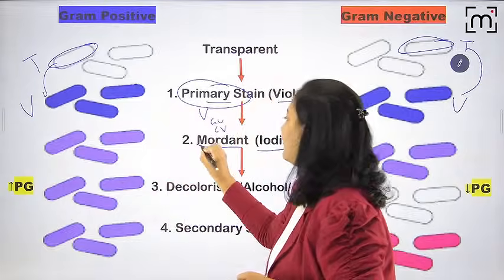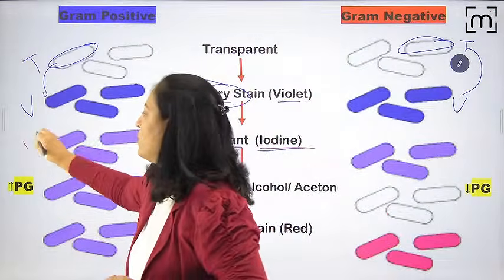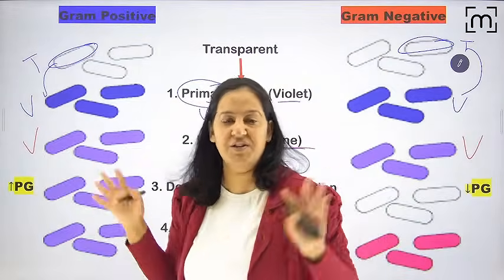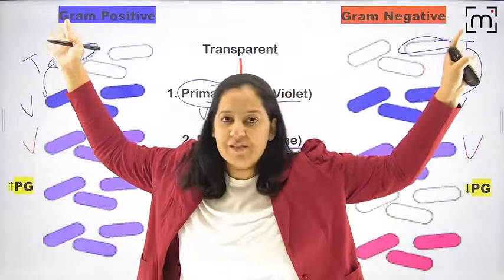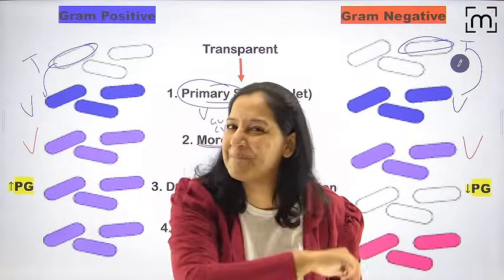And who is the mordant here? The mordant is iodine. You get questions on that. So here, this is also violet. Violet becomes fixed. And this is also violet. Violet becomes fixed. Now, till now, everything is the same. Both were transparent. Both are violet. Violet becomes fixed. Now, step number 3 will bring a change.